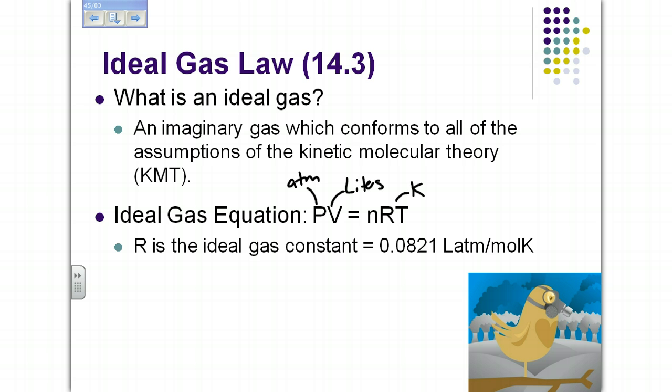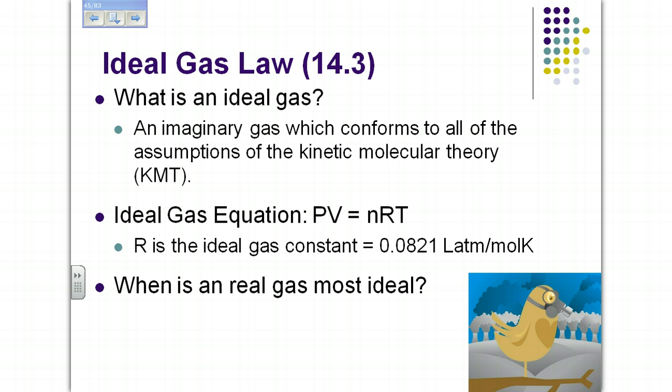So if the measurement for pressure is not in atmospheres, you need to make sure you convert those units to atmospheres. If it's not in liters, you need to convert it to liters. If the temperature is not in Kelvin, you need to convert it to Kelvin. If you don't do those conversions, this constant won't be right, and you will not be able to use the ideal gas law constant or come up with the correct answer. We're going to do a sample problem to help guide you.